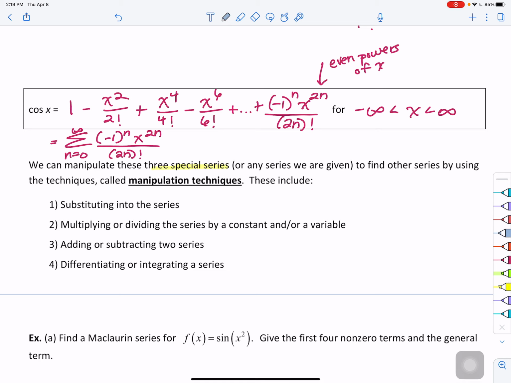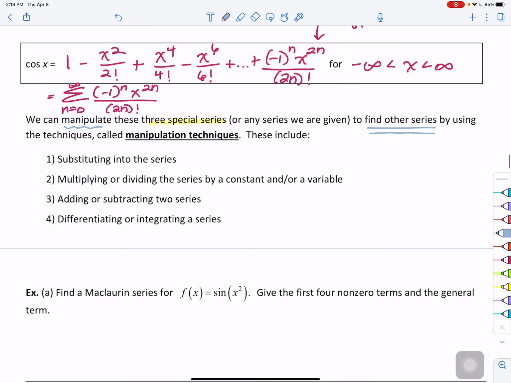We can manipulate them, or any series we are given, to find other series by using the techniques. And we're going to call these manipulation techniques. And here they are. The first thing is that you can substitute into the series. You can multiply or divide the series by a constant and or a variable. You can add and subtract the two series. And guess what? You can differentiate or integrate the series. So we are going to be looking for some patterns.